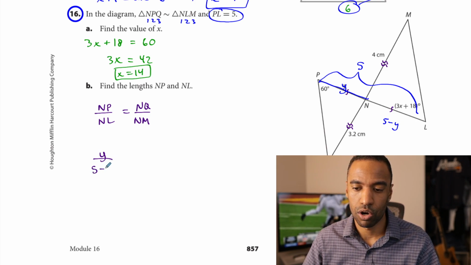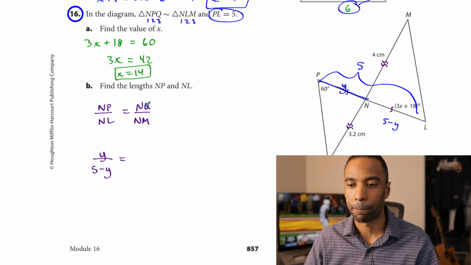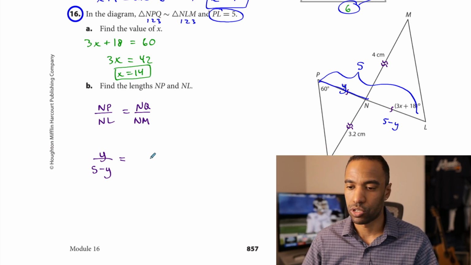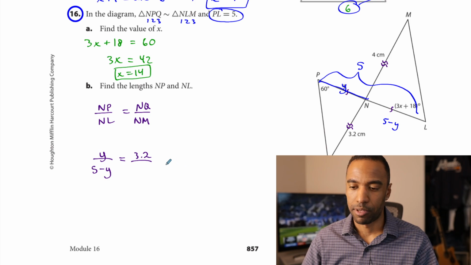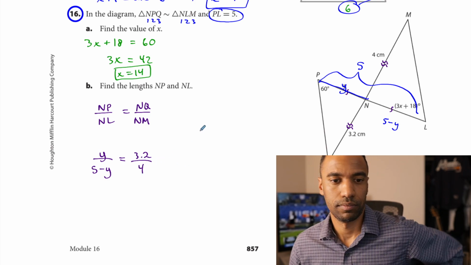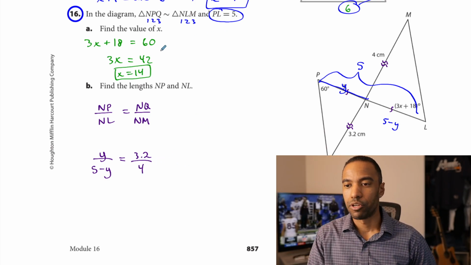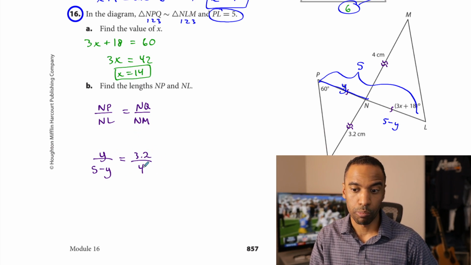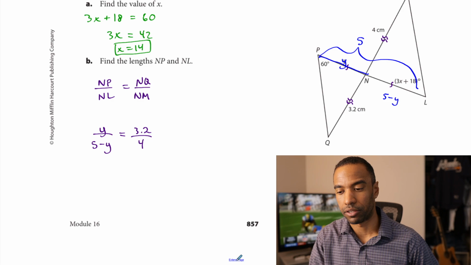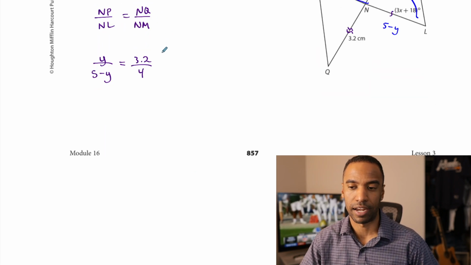So Y over 5 minus Y equals NQ, which is 3.2, and M is 4. There's my setup. Now, I know a lot of people are going to want to rush to the calculator. I can tell you right off the bat, if you want to know, guys, that's 0.8. But I'm going to go calculator free in a way that I want to deal with fractions.